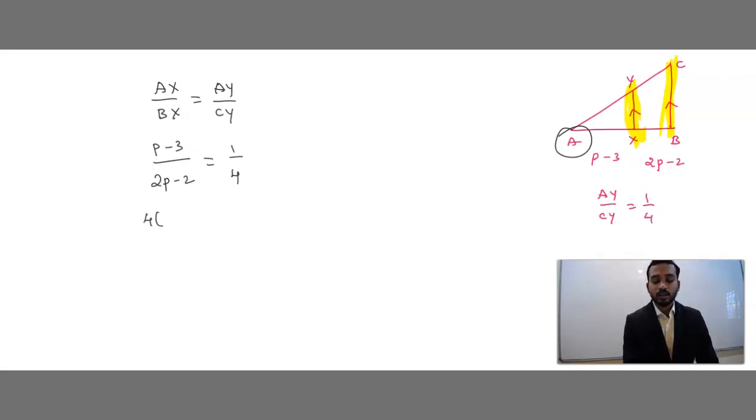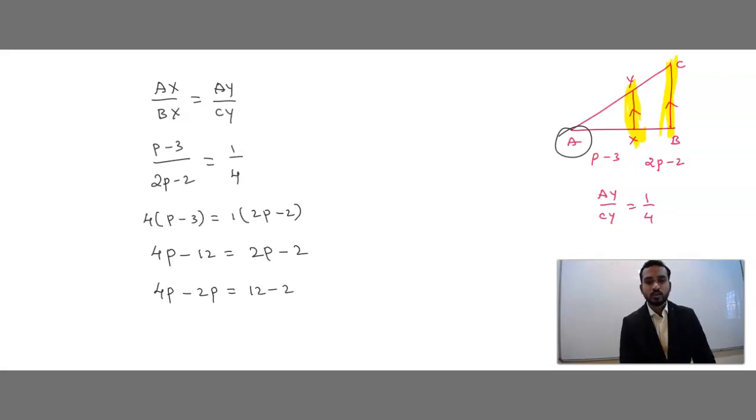Cross multiply. 4 into P minus 3 is equals to 1 into 2P minus 2. 4 into P, 4P, minus 4 3s are 12, is equals to 1 into 2P minus 1 2s are 2. Take P terms one side, constant terms other side, that is 4P minus 2P is equals to 12 minus 2. Minus 12 comes to the other side, it becomes plus 12. 4P minus 2P is 2P. 12 minus 2 is 10. So P is 5. Therefore, the value of P is 5.